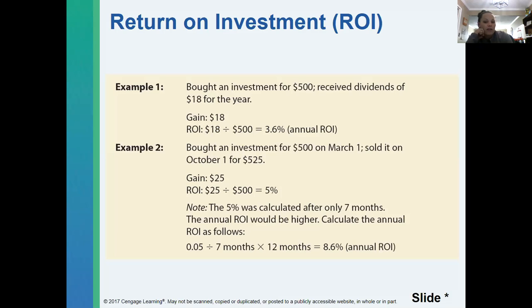However, that was only for 7 months, not the whole year. Typically, your return on investment is going to be annual. So you take that 5%, the 0.05, and divide it by 7 months times 12 months. And then you'll see that it was an 8.6% annual return on investment if you had kept it up the whole year, at that same trend. Again, just know if it's not for the whole year, you're not actually calculating an annual return on investment, which is what we've been looking at and will continue to look at.